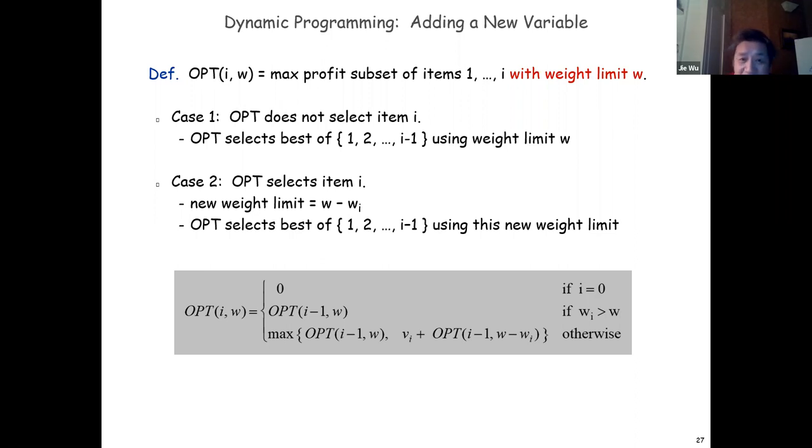Just like the Dijkstra algorithm, right? Shortest path, you find the shortest path to a particular destination. I want to find the shortest path for all destinations. This one is the same. You find the maximum profit subset with a particular weight. I say, I want to find the maximum profit subset for any weights. So that's the key thing. As I say, if you solve the general problem, you can solve the original problem.